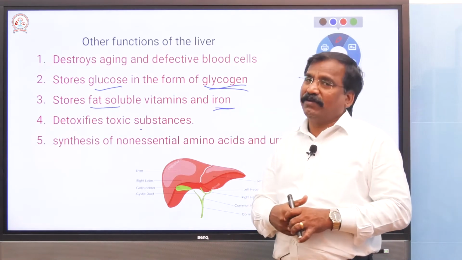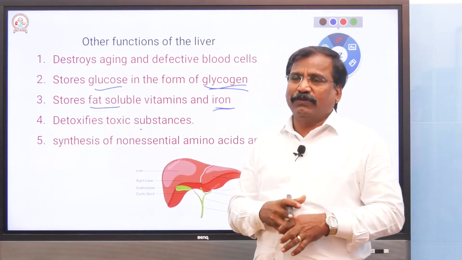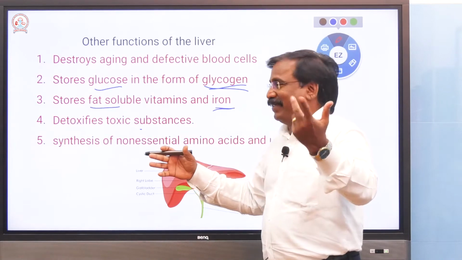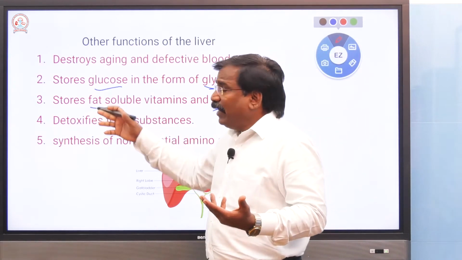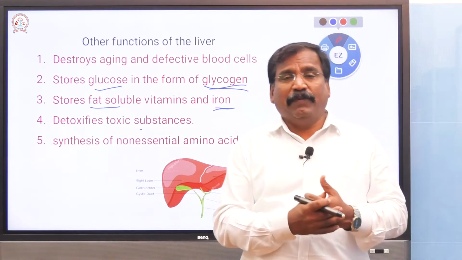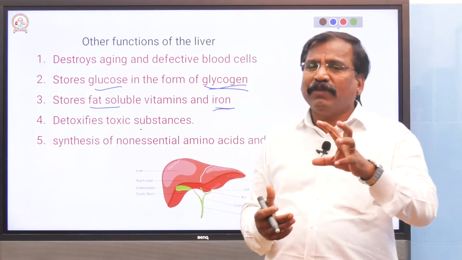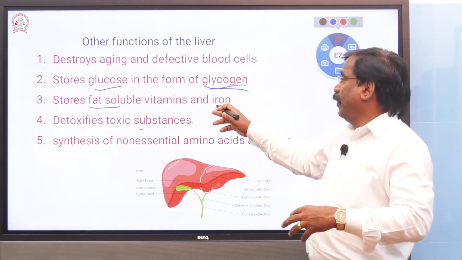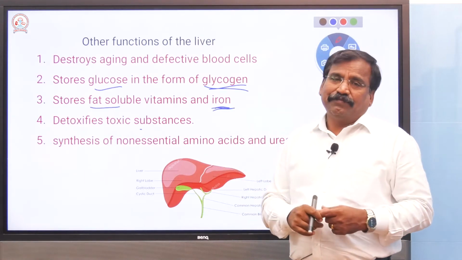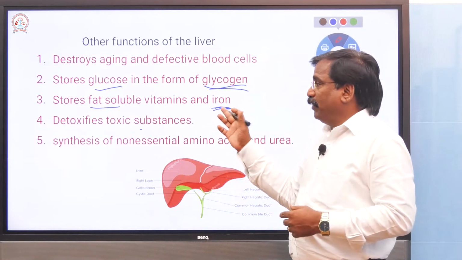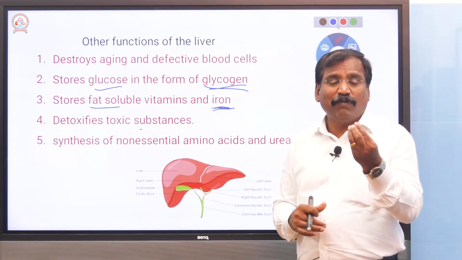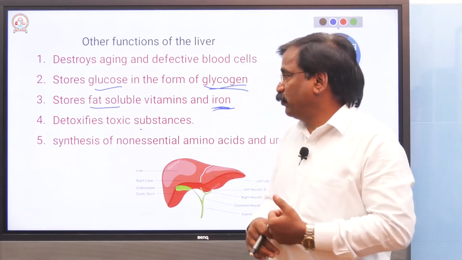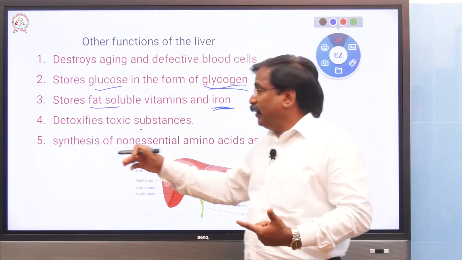This is an important hot area, an objective type question asked in competitive exams. Hottest question, higher order thinking. Some fat soluble vitamins are stored in the liver for some time, and a mineral like iron can also be stored. The fat soluble vitamins are A, D, E, K, and this is very important.